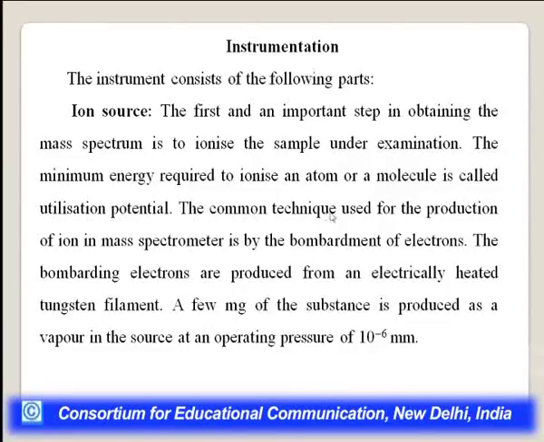The common technique used for production of ions in a mass spectrometer is, as we have taught about it, bombardment of electrons, highly energetic electrons. The bombarding electrons are produced from an electrically heated tungsten filament. A few milligrams of the substance is produced as a vapor in the source at an operating pressure of 10⁻⁶ mm pressure.